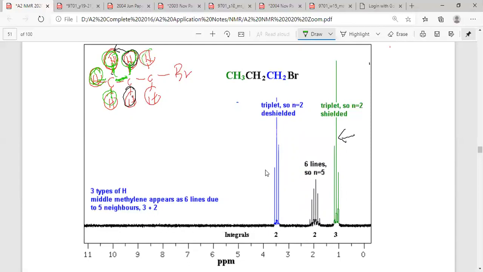But this fella here is also adjacent to this one, sir. That's 1, 2, 3, is it? Yeah. 1, 2, 3. So total 3 here and 2 here, 5. So n plus 1. So 6. Yes, so 6 lines. Yeah. So this actually belongs to this fella here.